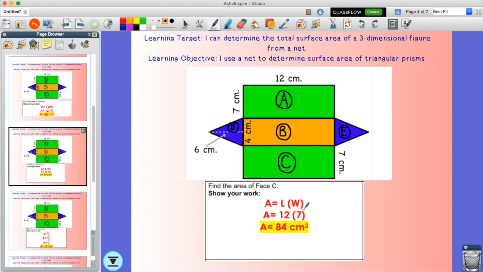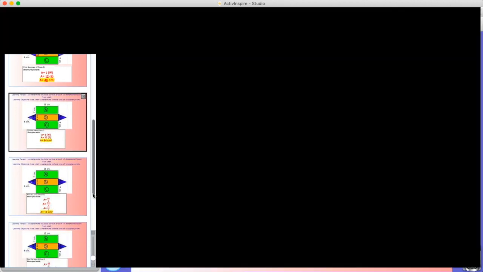Now let's look at face C. Face C has the same dimensions as face A. The length over here is 12 because opposite sides are equal, and the 7, from this part of the side length of the triangle, is the width of face C, the same as the width of face A, which is 7 centimeters. And 12 times 7 is 84 centimeters squared.